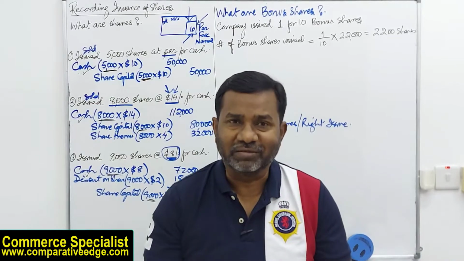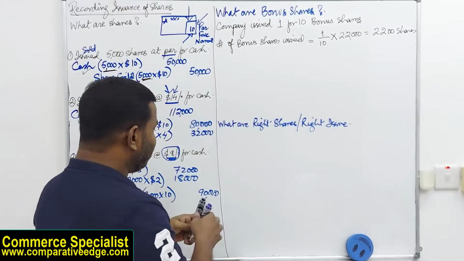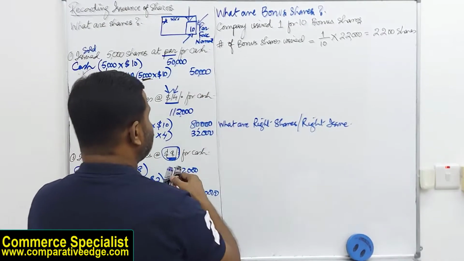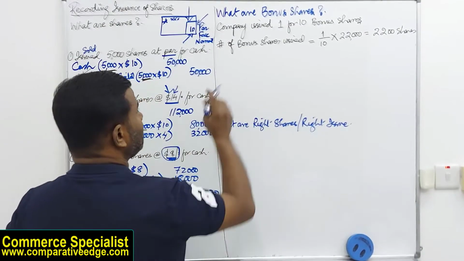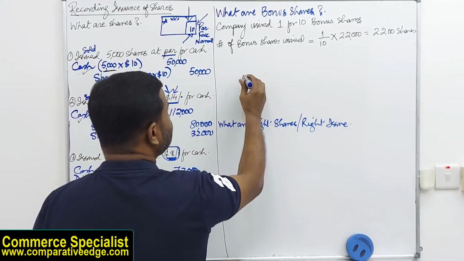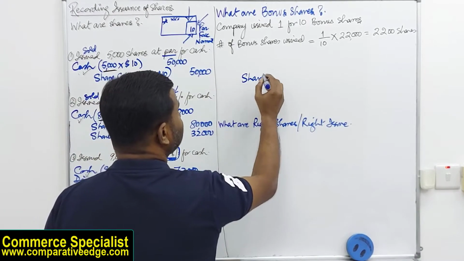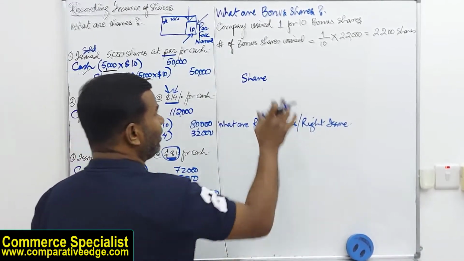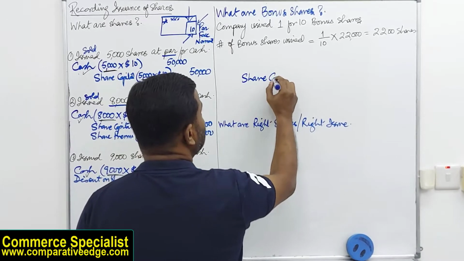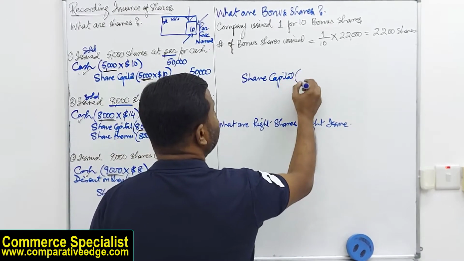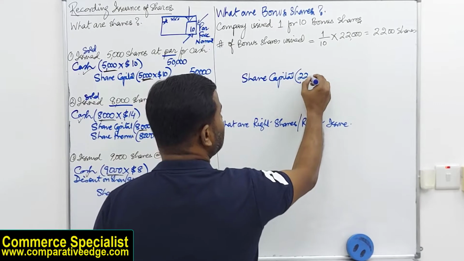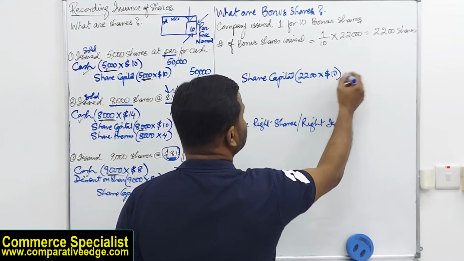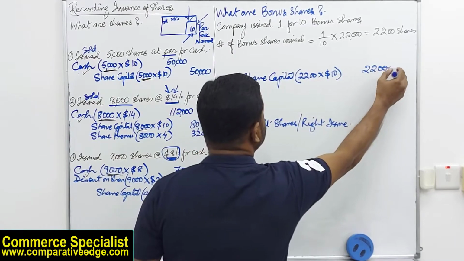So what is the double entry then? Please remember, normally we debit cash and we credit share capital. So I'm not going to debit cash because the company is not receiving any cash. Debit I'm leaving blank, but I'm crediting share capital. Whenever the company is issuing shares, whether you're getting money or not, that's not important. But the company is issuing shares, you credit share capital. We have 2,200 shares. Multiply by, if nothing is said, that means it's par value. So that comes to 22,000.